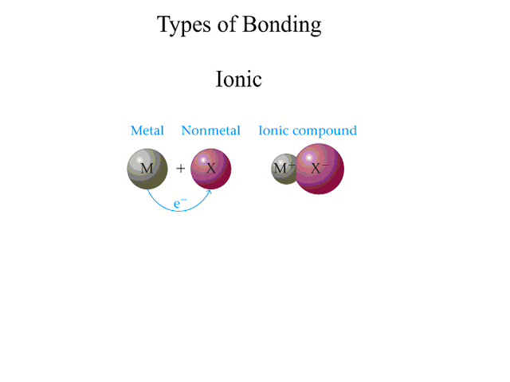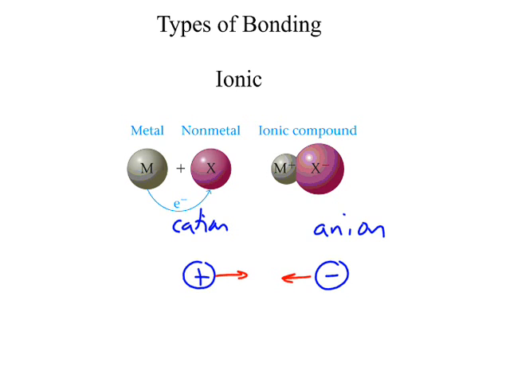In the ionic bond, the metal is going to lose electrons to the nonmetal. Now, what holds this together? Well, the electrostatics of this. When the metal loses the electron, it takes on a positive charge. When the nonmetal gains an electron, it takes on a negative charge. The positive ion is called the cation, and the negative ion is called the anion. Positives and negatives are going to attract. It's that attraction between the positive and the negative that we refer to as an ionic bond.